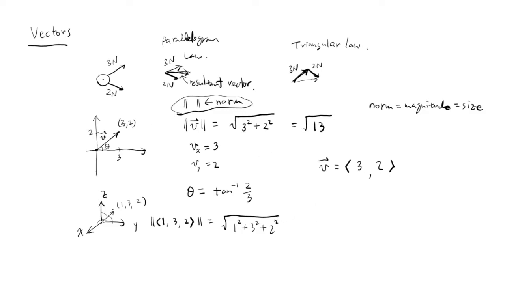All right. Now, what's important is how do you get a vector if you're given an endpoint? So here's an example.